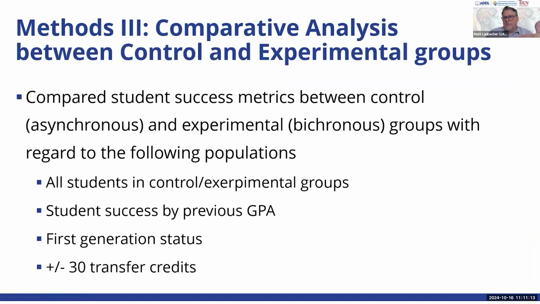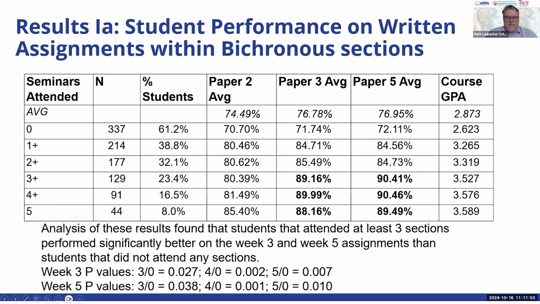So that's when we looked internally within Bichronous sections. When we're comparing with the asynchronous sections, that is the control and experimental group, we looked at the same metrics, GPA, course progression, course completion, with regards to both the entire population, with regards to student success prior to entering History 206, with regards to GPA, generational status, and then transfer credit. And these were all tested by significance with a two-tailed t-test. And with a study of this size, we obviously had a lot of results, and Holly's going to discuss some of them, or all of them, in the next couple slides.